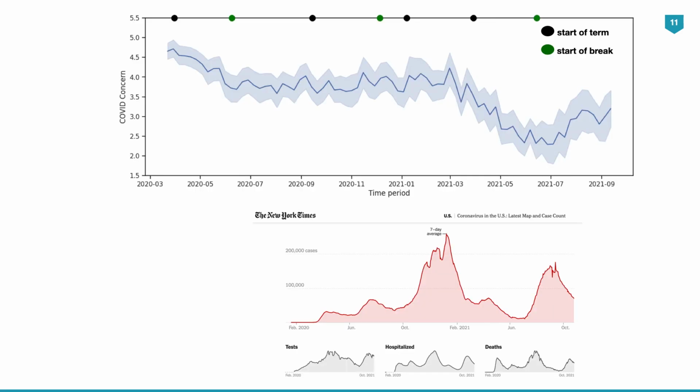This is a plot of the COVID concern responses we received from our participants since March 2020. The second plot is taken off of the New York Times and shows the national averages in number of COVID cases. We can see similarities in both plots, especially around February and March 2021. Both the COVID concern among our students as well as the national number of COVID cases peak around the same time, and then there's a downward trend for a while until both graphs increase following July 2021.